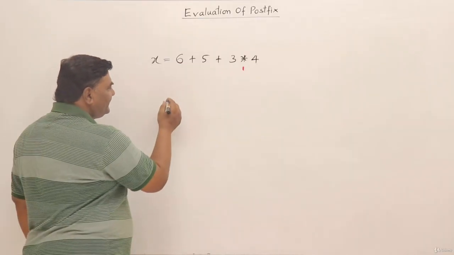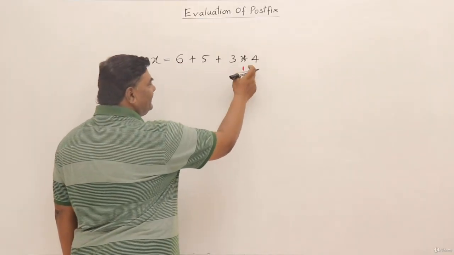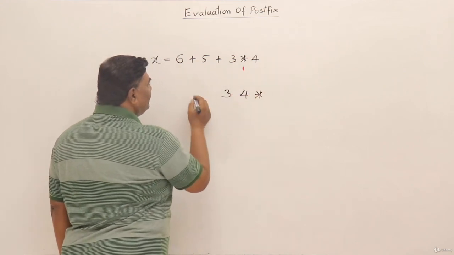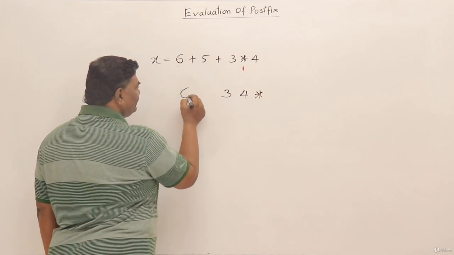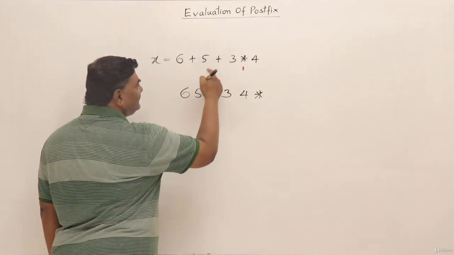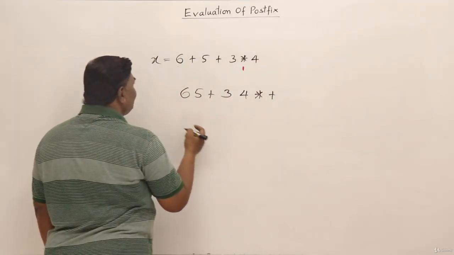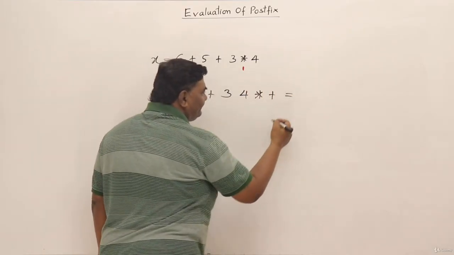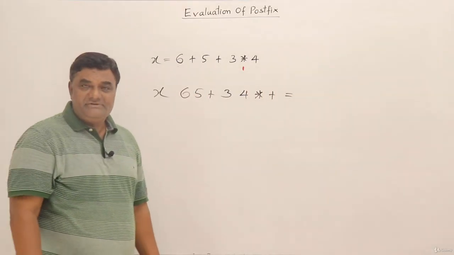So let me write the postfix form of that one. First, this multiplication gets converted. So this is 3, 4 star. Then this plus is converted. So 6, 5 plus. Then this plus will convert. So plus comes there. If you want to include assignment also, then x, then assignment at the end. So this is the complete postfix form of the expression.